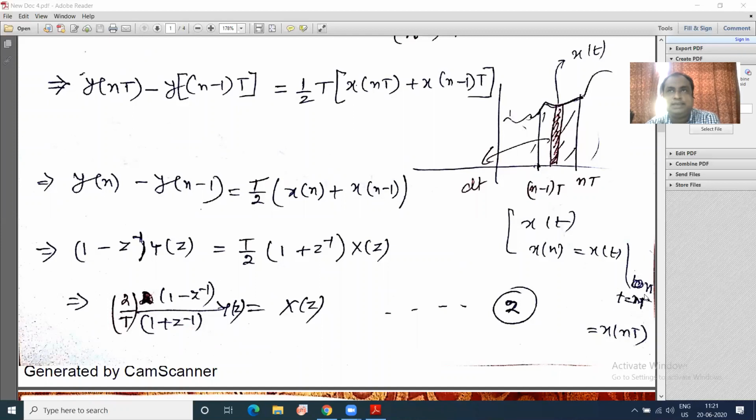So whenever there is x of t, I can always write x of n equal to x of t for t equal to nt. Therefore, x of n equal to x of nt. So x of nt I can always replace by x of n. Is it okay? This is the argument. All right. Shall I proceed?